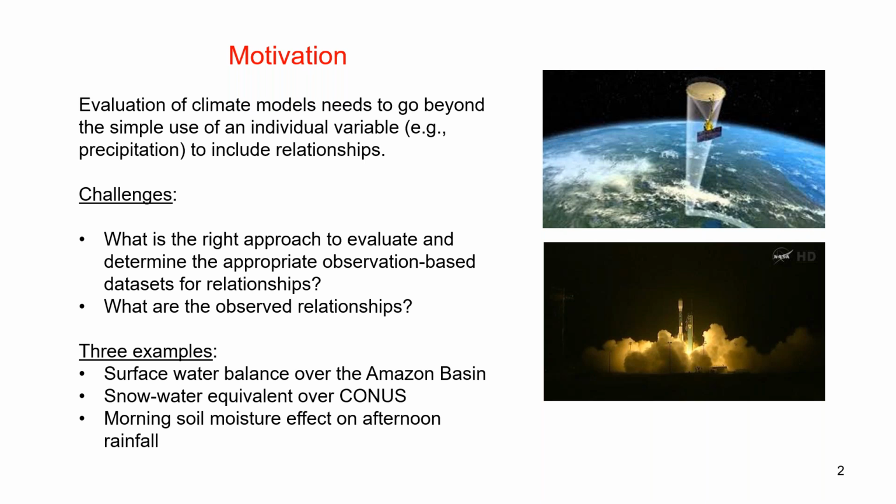The challenges are, first, what's the right approach to evaluate and determine the appropriate observation-based data sets for relationships? When we talk about the individual variable, for example, precipitation over the Amazon, we really don't know which product is the best. What people typically do is to use the multi-product ensemble average as the quote-unquote ground truth, and then use the standard deviation among the different products as the uncertainty. The question is, is this approach appropriate when we talk about relationships? Turns out it's not appropriate. So we need to find the right approach.